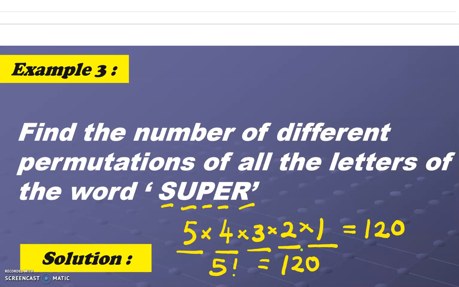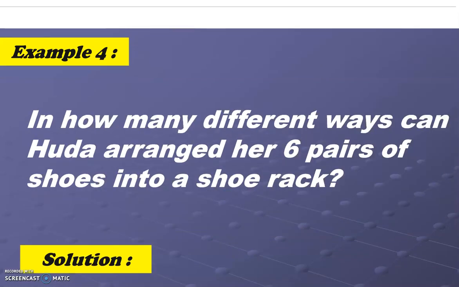Tak ada syarat lah, saya ulang balik, maksudnya kita tidak tahu di mana S tu berada, di mana R tu berada. Maksudnya bebas. Okay, this is the next example.